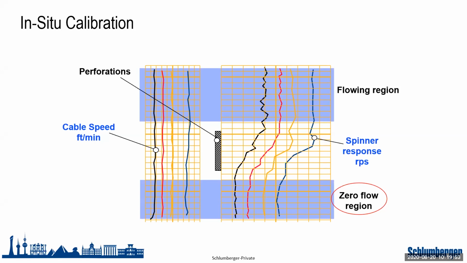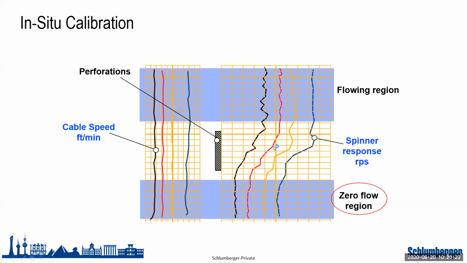This is a representation of the production log, the spinner in this case. You can see on the left side the different cable velocities. Something very important is that we should always keep the cable velocity constant. Then this shaded area is the perforation. And then you will see the spinner response in RPS, revolutions per second.